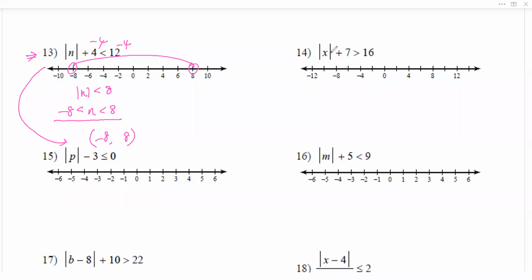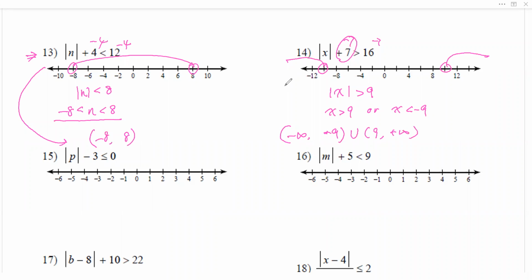So let's see 14. Subtract 7 from both sides first, right? Make this disappear. So you get absolute x greater than 9. So x greater than 9 or x less than -9. Less than -9 is this part. Greater than 9 is this part. So you can write it like -infinity to -9, right? And 9 to positive infinity, right?